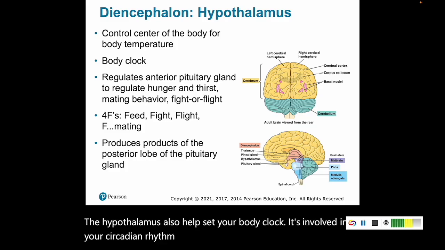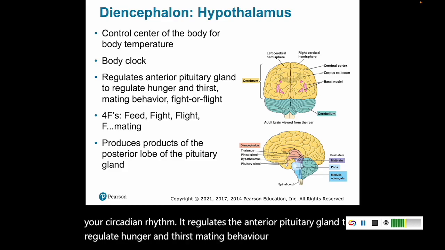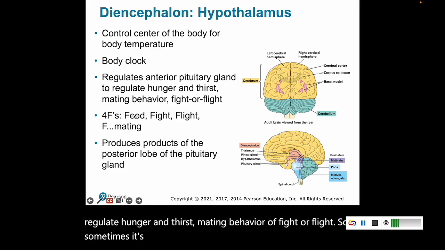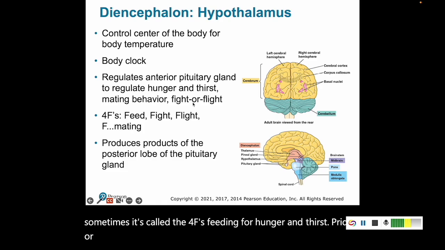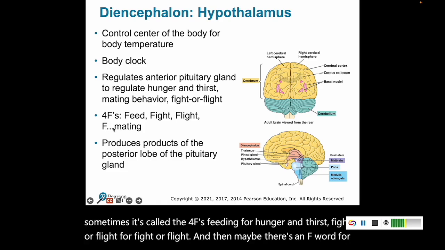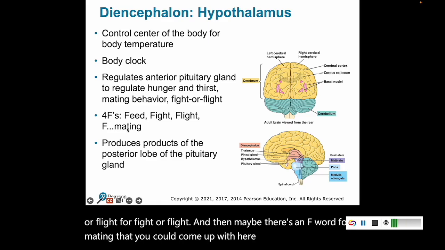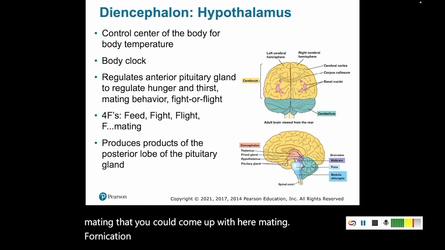It regulates the anterior pituitary gland to regulate hunger and thirst, mating behavior, fight or flight. So sometimes it's called the 4 F's. Feeding for hunger and thirst, fight or flight for fight or flight, and then maybe there's an F word for mating that you could come up with here. Mating, fornication maybe. Anyway, and it also produces products of the posterior lobe of the pituitary gland.